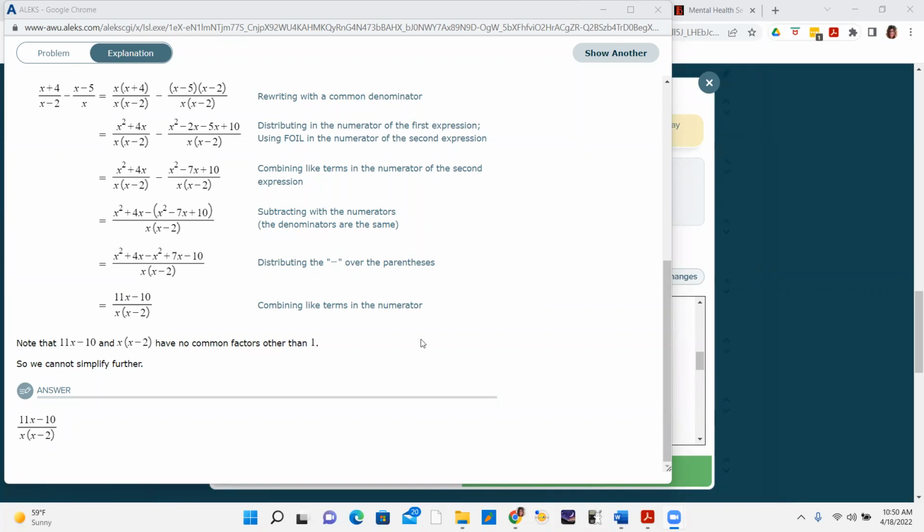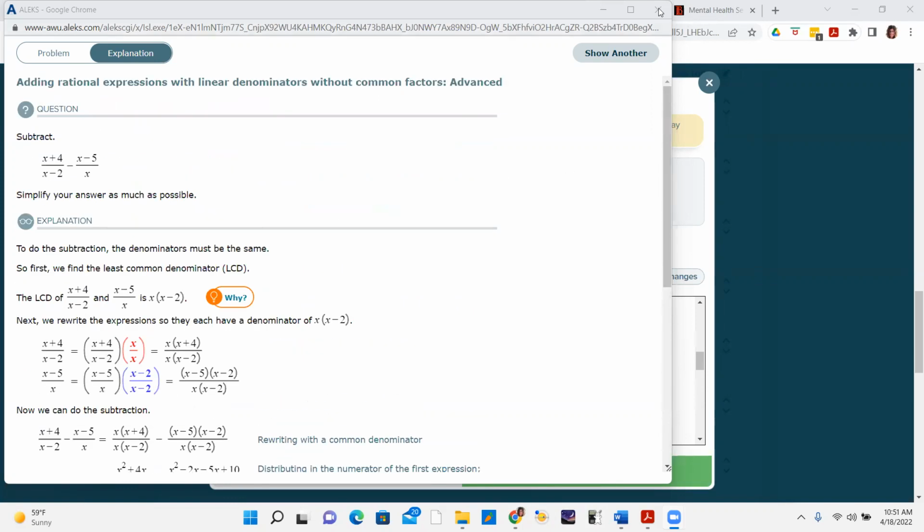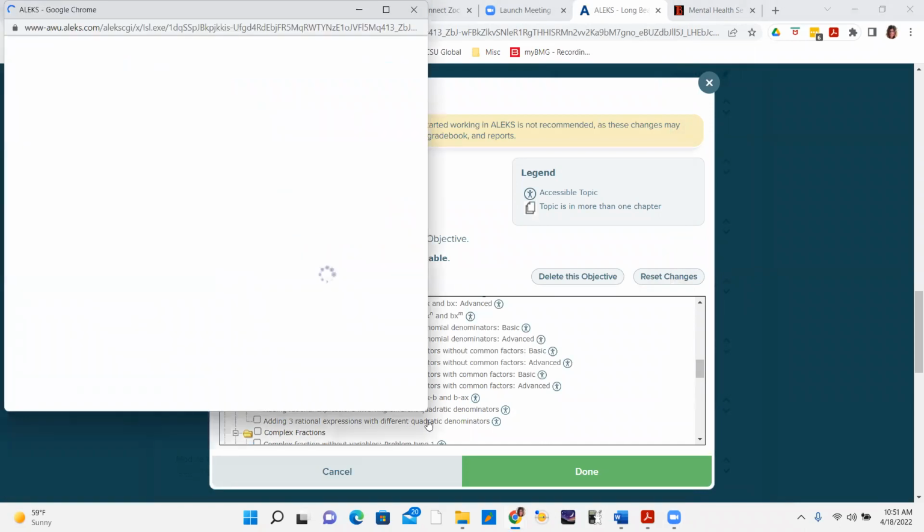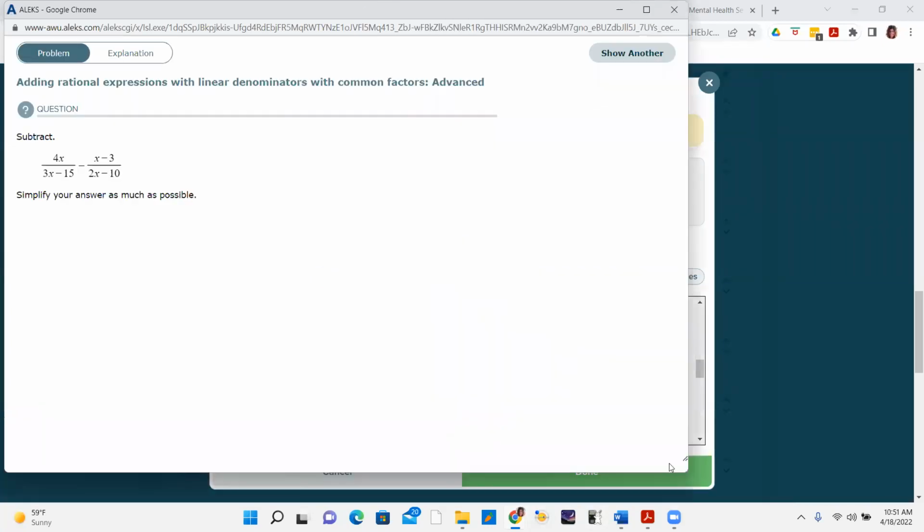Okay. Any questions on these? Comments, smiley faces. Hopefully no sad faces. Okay. With linear denominators.